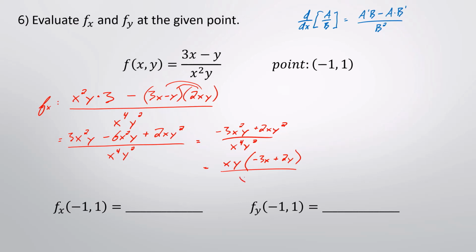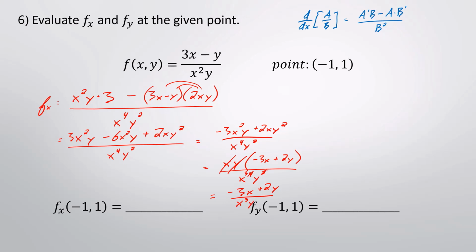Those will reduce with the x squared, x to the fourth and y squared on the bottom. So negative 3x plus 2y is still on top, that's all that's left. The x will cancel one of the x's to leave me x cubed, and the y will cancel one of those y's to leave me just a single y.